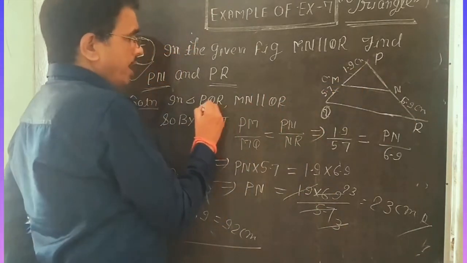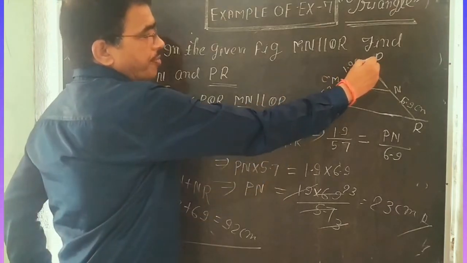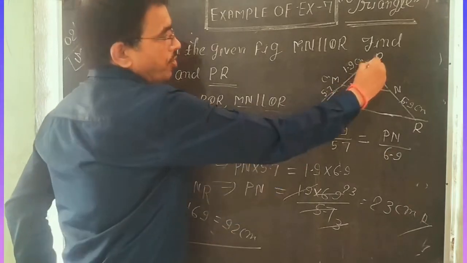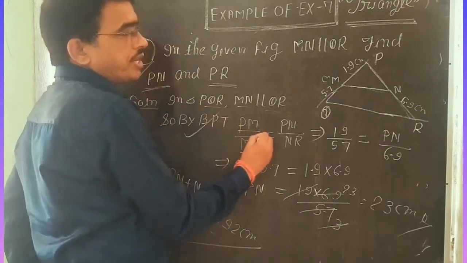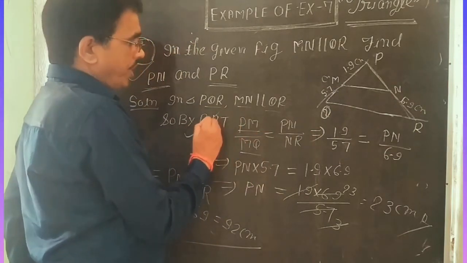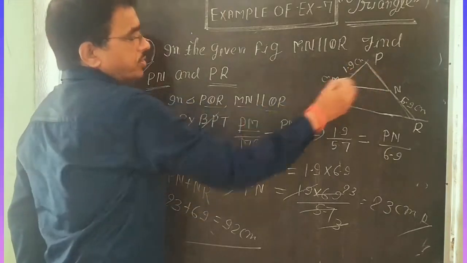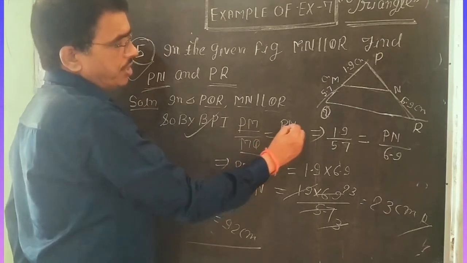Like as if in triangle PQR, MN is parallel to QR, then you can write PM by MQ is equal to PN by NR. And it is also the BPT theorem or Thales theorem. We write here by BPT theorem or by Thales theorem. Here all the small parts are given, so take all the small parts in the ratio form. So PM by MQ is equal to PN by NR.